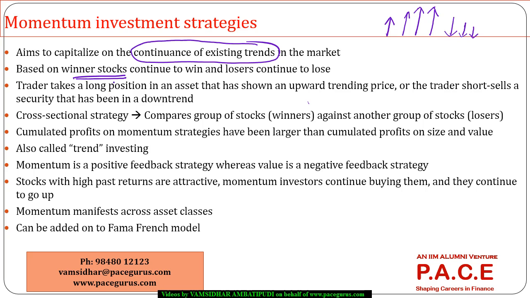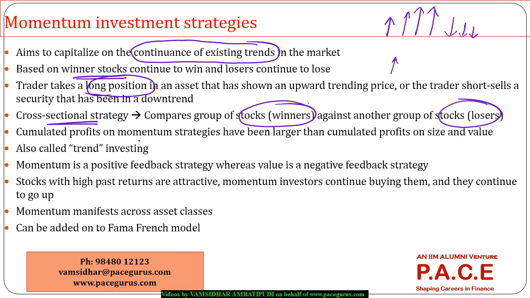So the momentum investment strategy is simple. The trader will take a long position in that particular asset that is showing an upward trend, and he will take a short position in those assets which are showing a downward trend. That's a straightforward momentum investment strategy, right? And when we are talking about cross-sectional strategy, we are trying to group the stocks into two groups: winners versus the losers. Some things that are growing, some things which are losing. So in a cross-sectional strategy, we are always comparing the group of stocks of winners versus the losers.